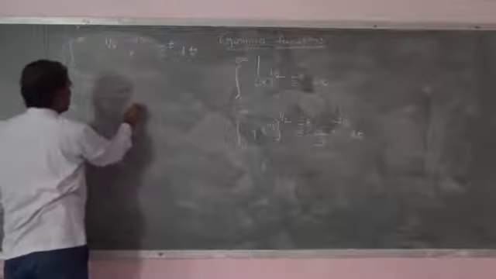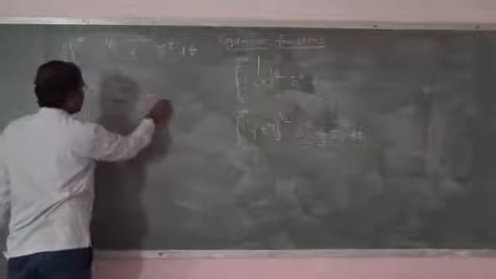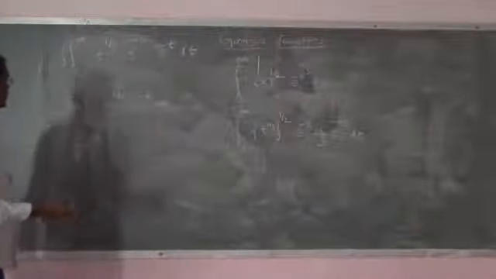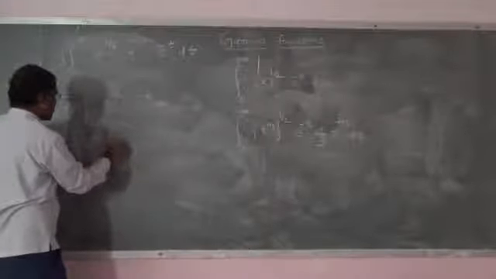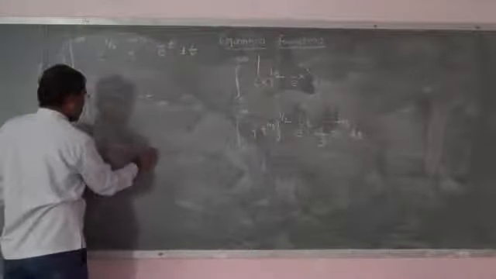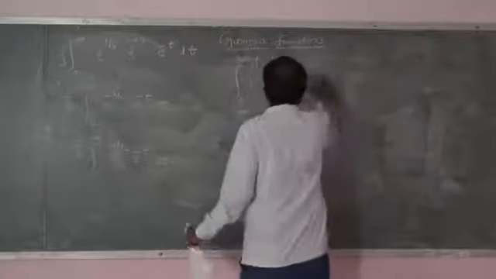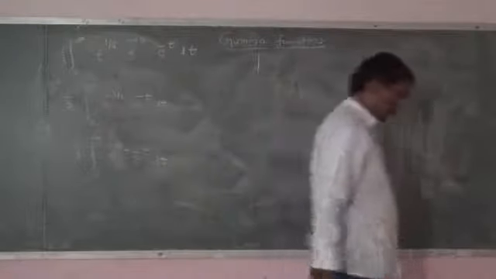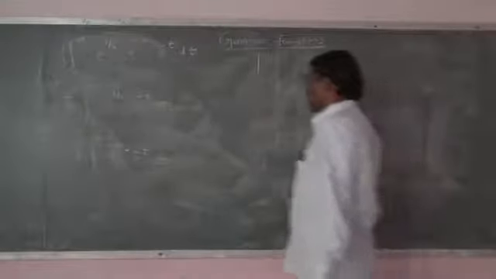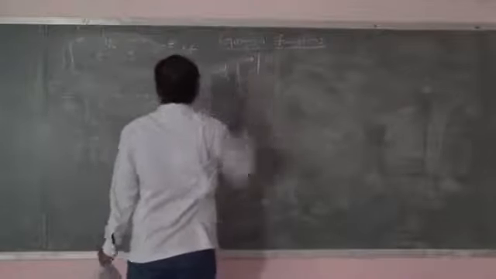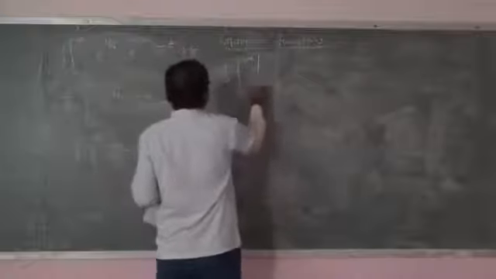When you add these two, e raised to minus t dt, this is 1 by 3, integral 0 to infinity, t raised to minus 1 by 2, e raised to minus t dt. So now this becomes 1 by 3, integral 0 to infinity, t raised to minus half, which can be written as t raised to half minus 1, e raised to minus t dt.